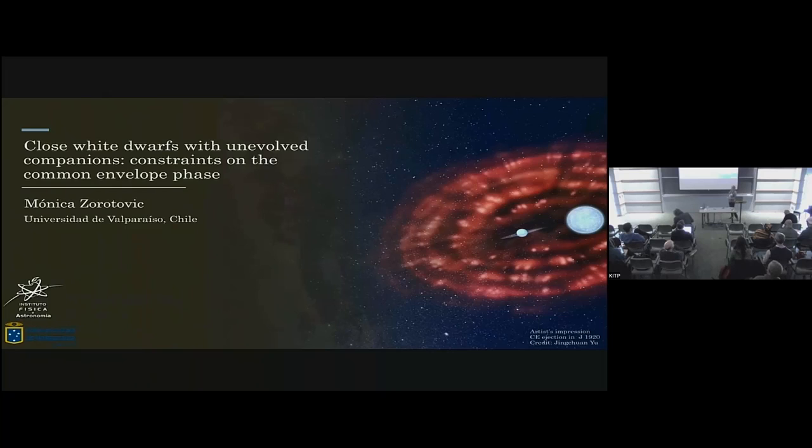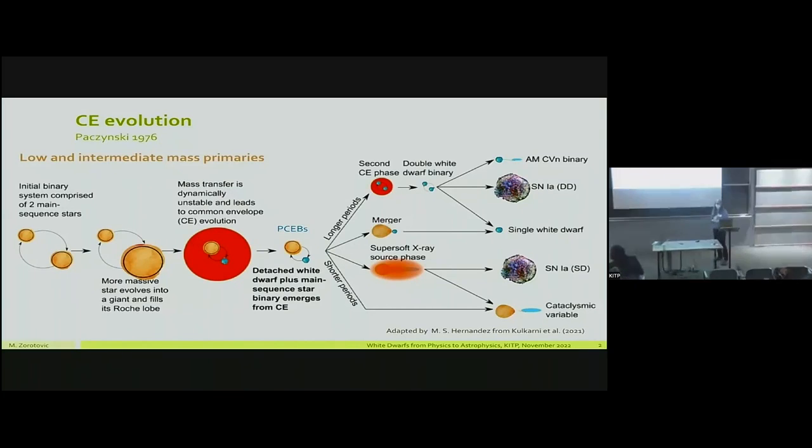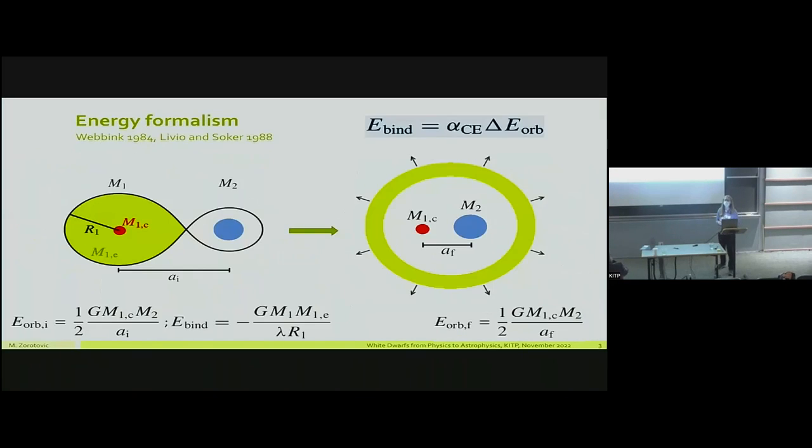Okay, well, I don't think I have to convince you again of what very interesting systems we have after a common envelope, one or two common envelopes, and this is only for low and intermediate mass stars, so I will just skip to the common envelope phase itself. We have all heard a lot about the common envelope efficiency, this low efficiency that is derived from observations, so I want to review this a bit.